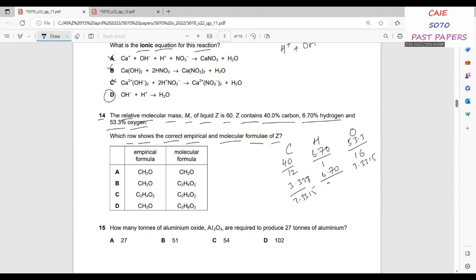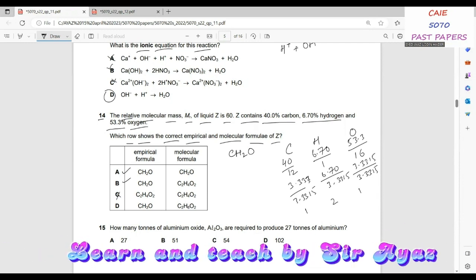So we'll divide all the numbers by 3.3315. Carbon will get 1, hydrogen will get 2, oxygen will get 1. So the empirical formula will be CH2O. So either A is correct or B is correct. C and D are incorrect. What about the molecular formula?